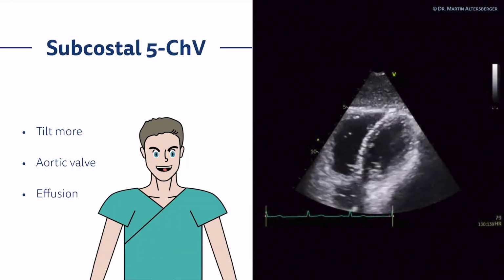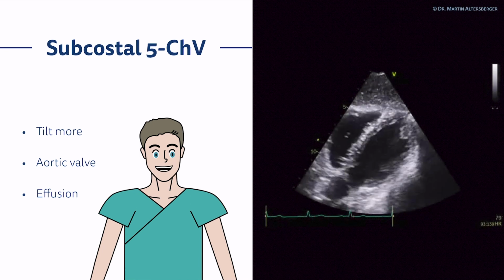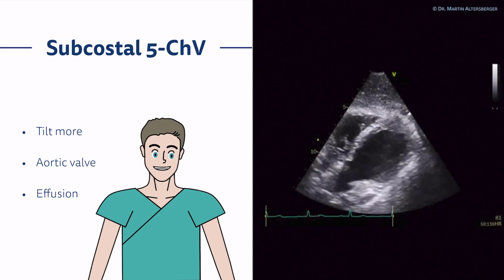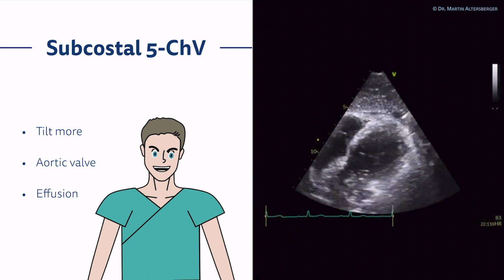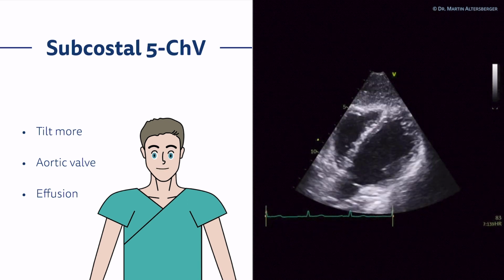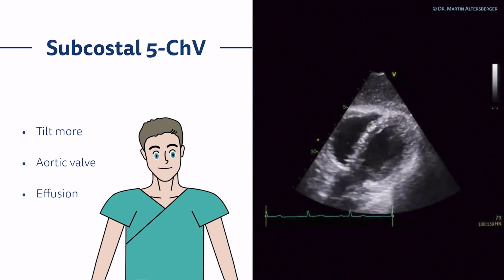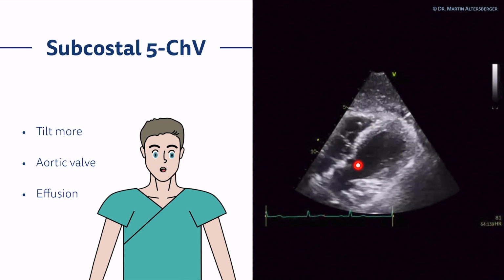Moving on subcostally, as we discussed before, we can also see the fifth chamber, so the aortic valve, the LVOT seen over here and here the aortic valve. You simply have to tilt more, so the beam of the transducer, or the transducer, is looking more cranially. And here you see that there's the aortic valve. You lose a little bit of sight of the left atrium, but you get a very nice view of how the valve is opening.